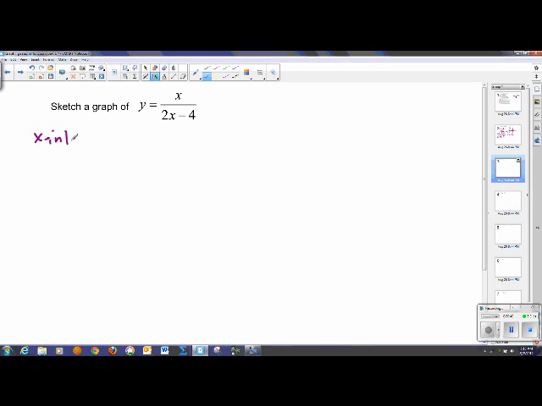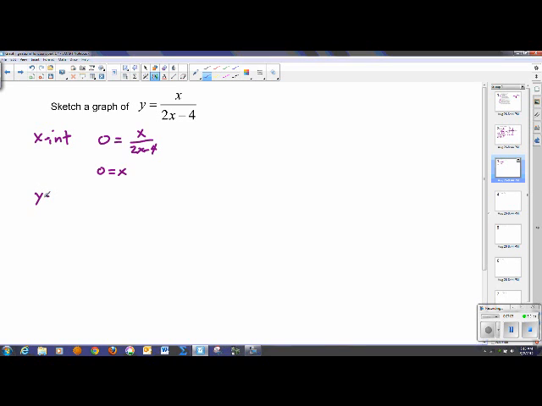We again set our y value equal to 0, and in this case, we're going to notice that we can actually solve this equation when we multiply by 2x minus 4 to both sides. We get 0 equals x, and that's our x-intercept.